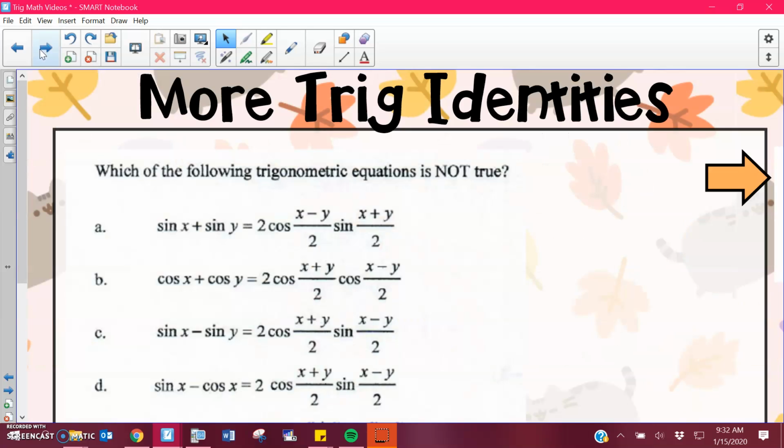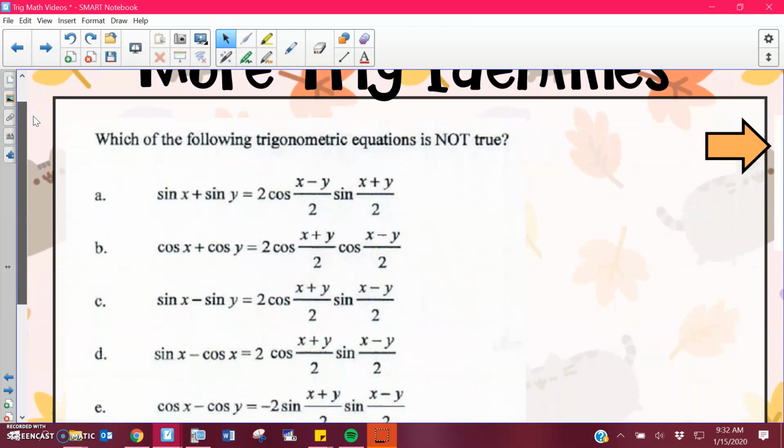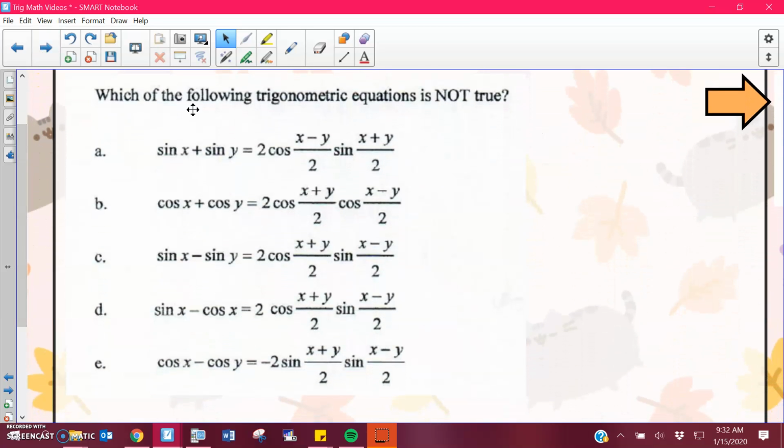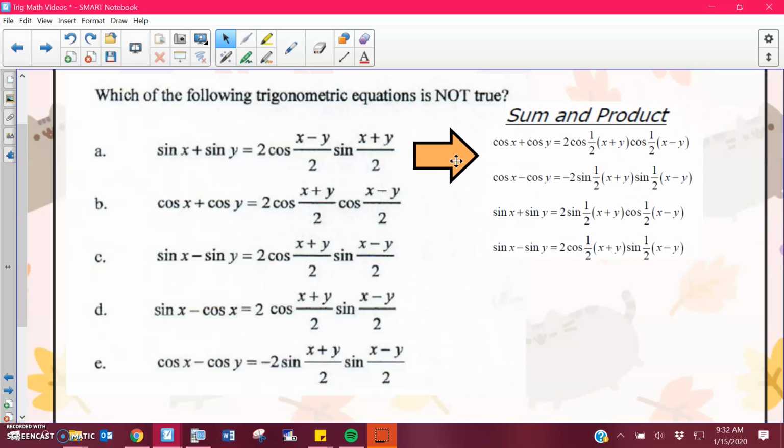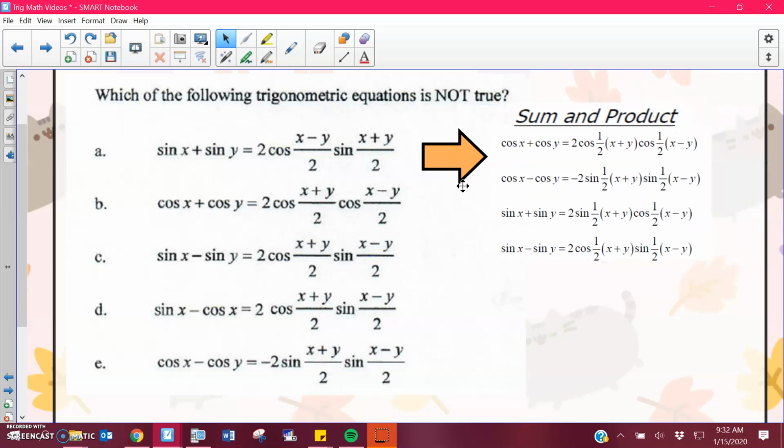Okay, so if I look at this problem, which again was on the district test, it says which of the following trigonometric equations is not true. And this is set up a little bit differently than the ones on the formula chart. However, these are all just flat out identities. They're asking you, is this true? So you could plug in numbers and see which one actually works, but that's going to take you a long time versus taking a little bit of time right now and memorizing these sum and product identities.